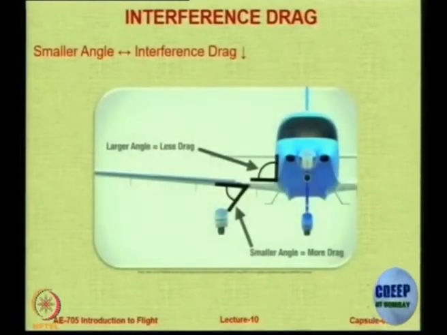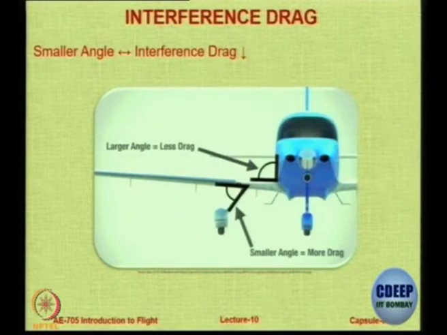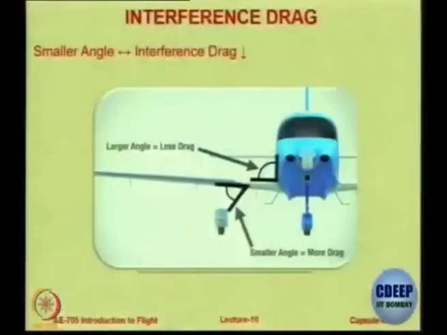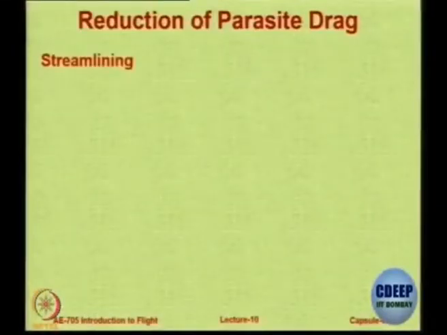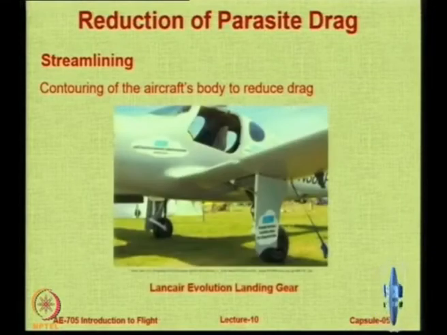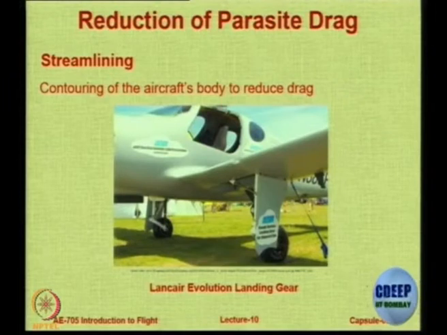So, if you have a small angle between the fuselage and the wing, the interference drag is going to be lower. Similarly, if you bring the landing gear nearer to the wing, there will be higher interference. So, there are certain suggestions or hints available for how to locate the two bodies relatively. So, whenever you do a course on aircraft design, you will see that there are many ways in which you can attempt to reduce the interference drag.